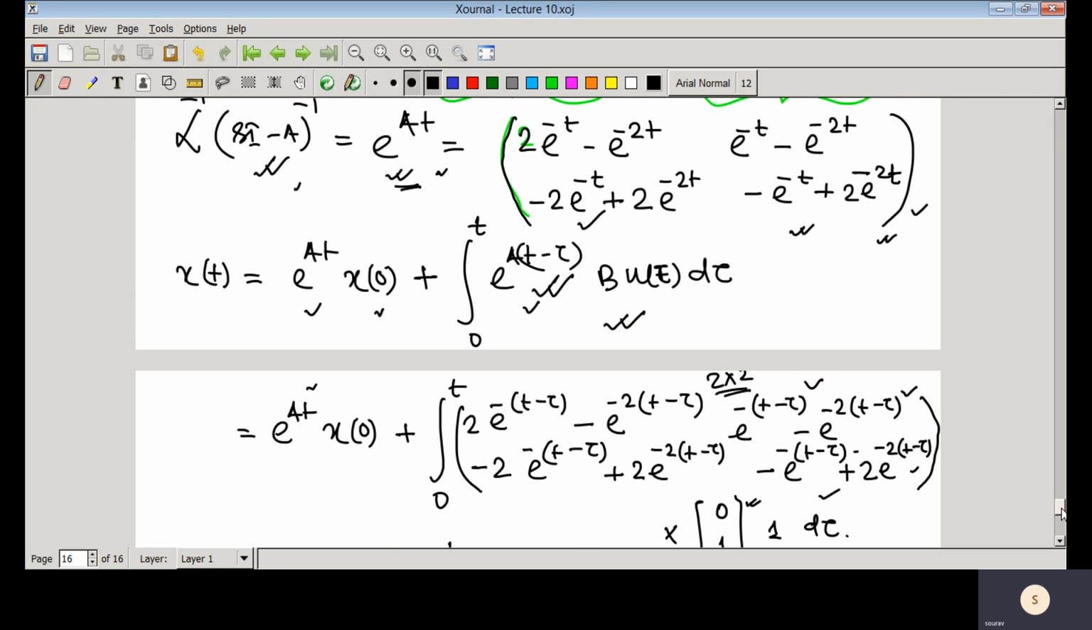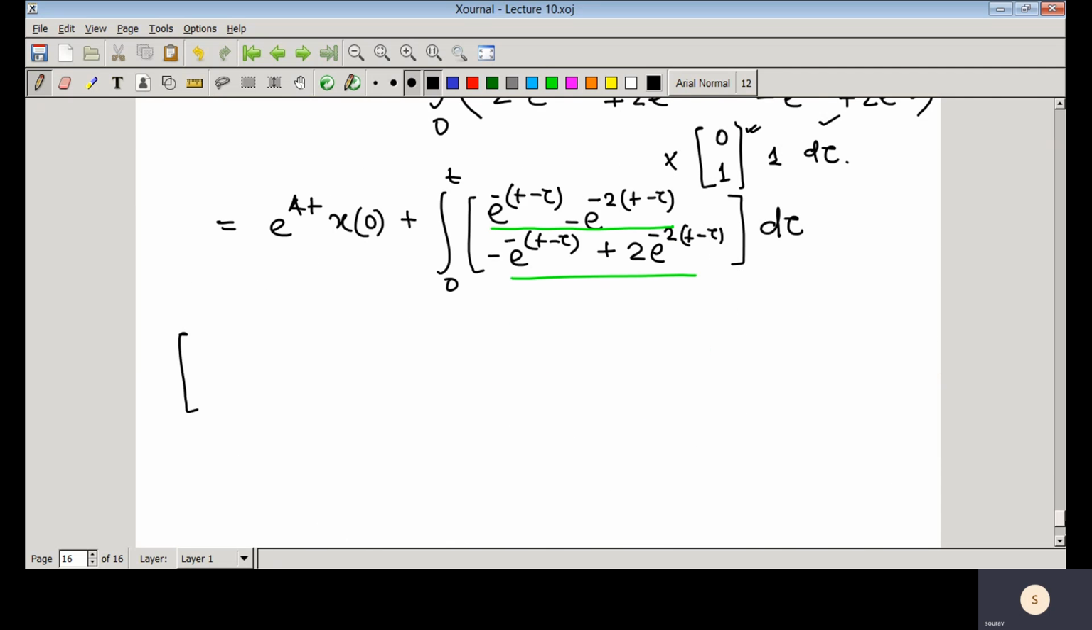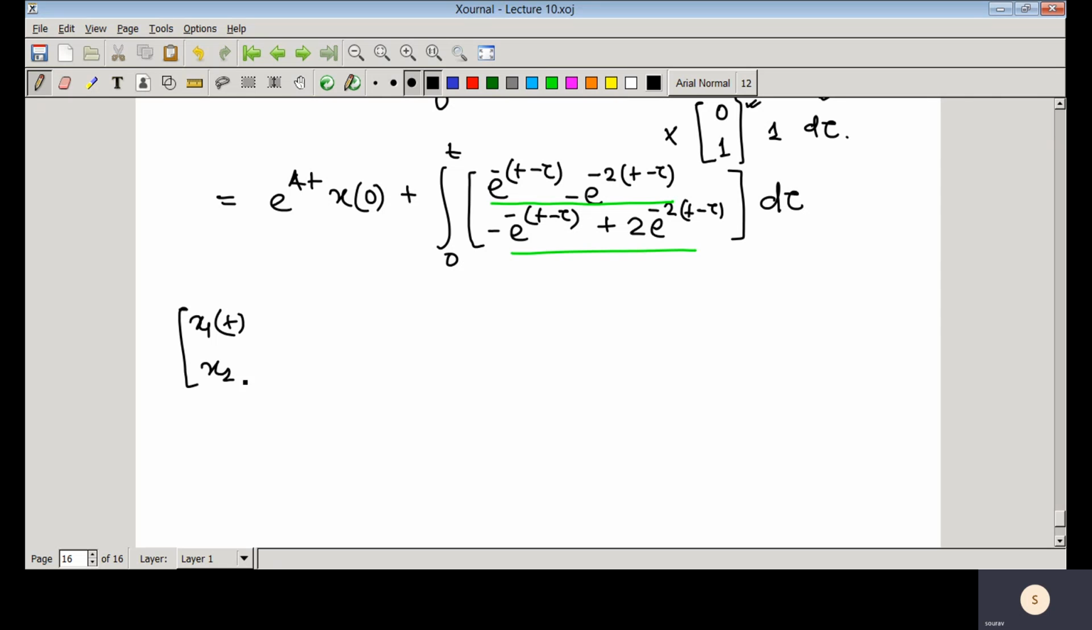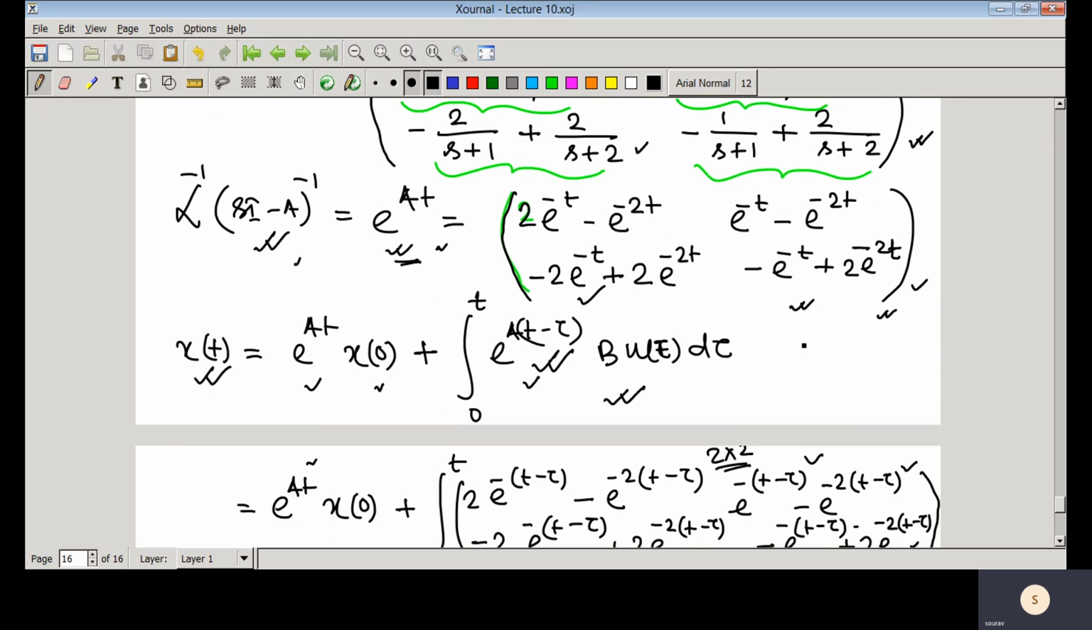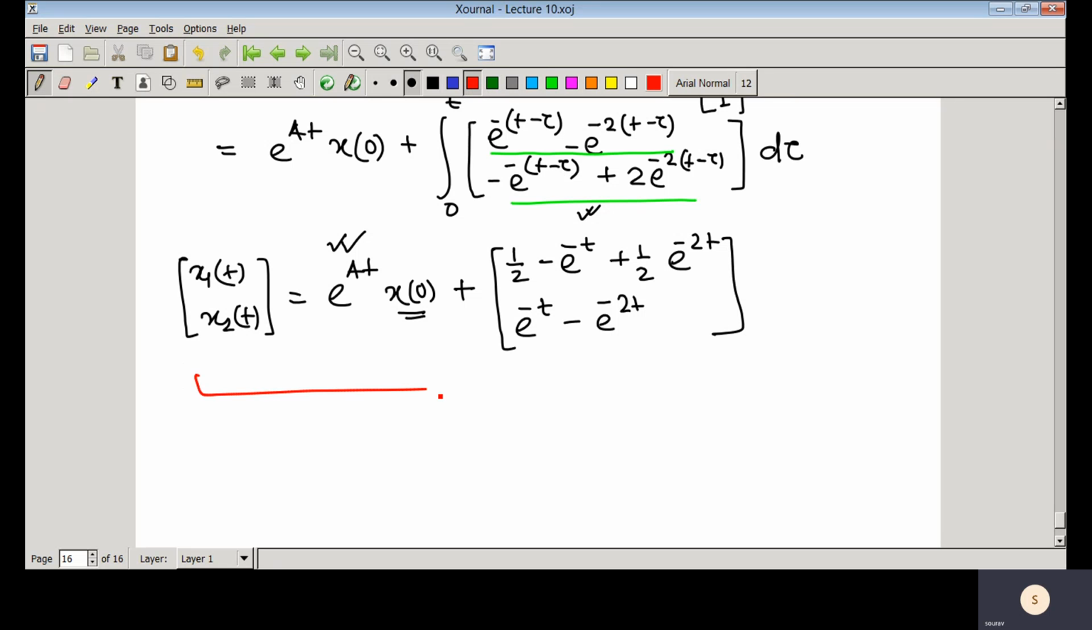Here you can see we are just finding x(t), and you have two state variables in this particular example, that is x1 and x2. So you would have x1(t) and x2(t). This vector would be equal to e to the power At into x0. You need to replace this e to the power At with what we get here, and you can take any initial condition. After integration you will get half minus e to the power minus t plus half e to the power minus 2t, and for this term you will get e to the power minus t minus e to the power minus 2t. So this is that solution of the state equation.